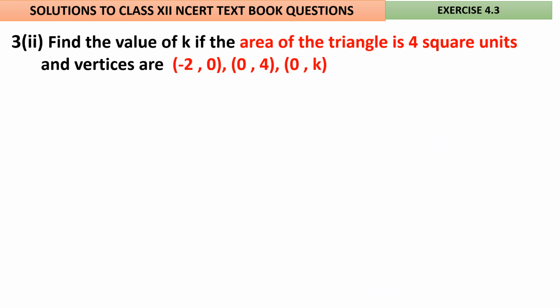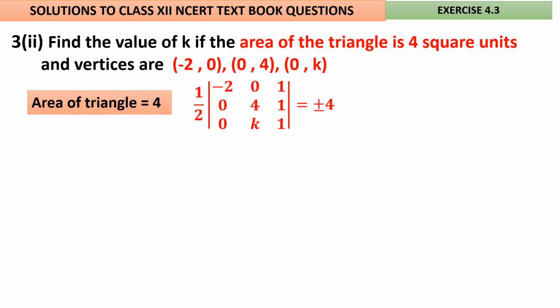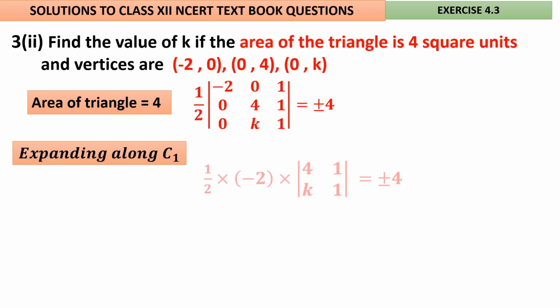Once again, one more problem is given where the area of the triangle is given as 4 units. The 3 coordinates are given. Area of the triangle is 4. Therefore, half multiplied by the 3 cross 3 determinant is equal to plus or minus 4. Let us expand with respect to C1 because C1 contains so many zeros.